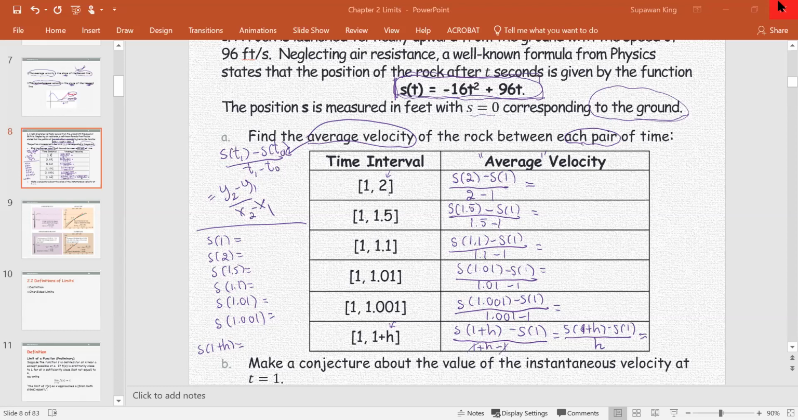And if you are not sure how to find the S function, you see S at t is negative 16t squared plus 96t. So that means S at 1 is negative 16 times 1 squared plus 96 times 1. Okay, and you follow the same function to find S at 2, S at 1.5, and so forth.